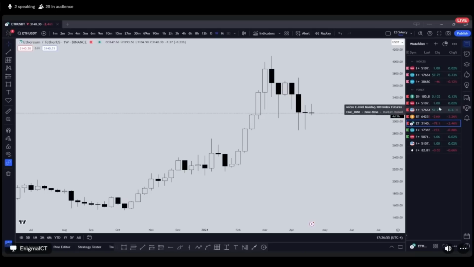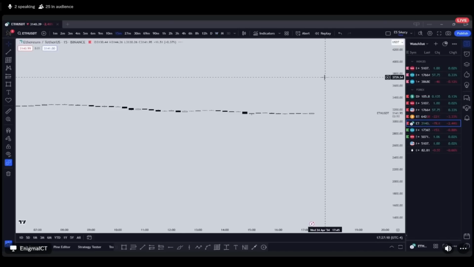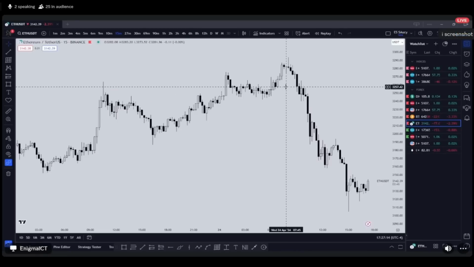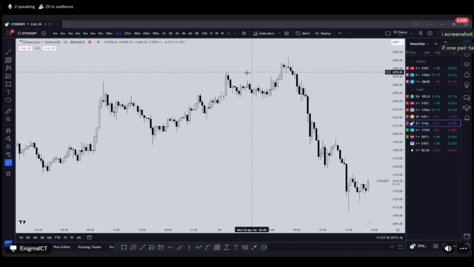Is there an ICR SMT? Is this a thing? The other pairs don't sweep the high or the low. Does that matter? Do we need all pairs to do this? That's actually a really good question. It's actually a real thing.